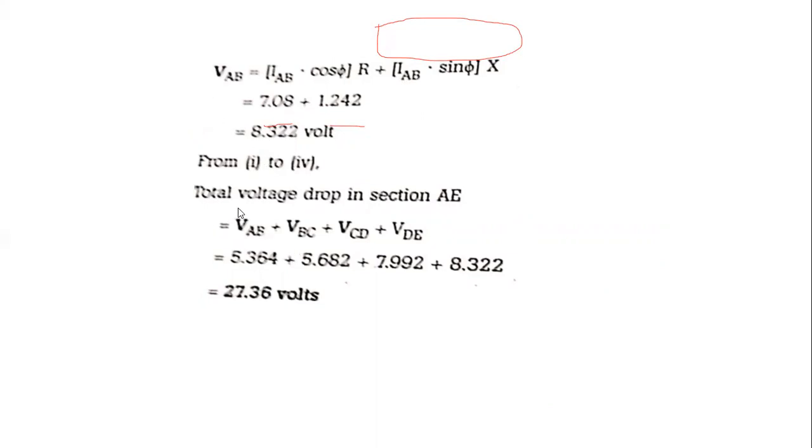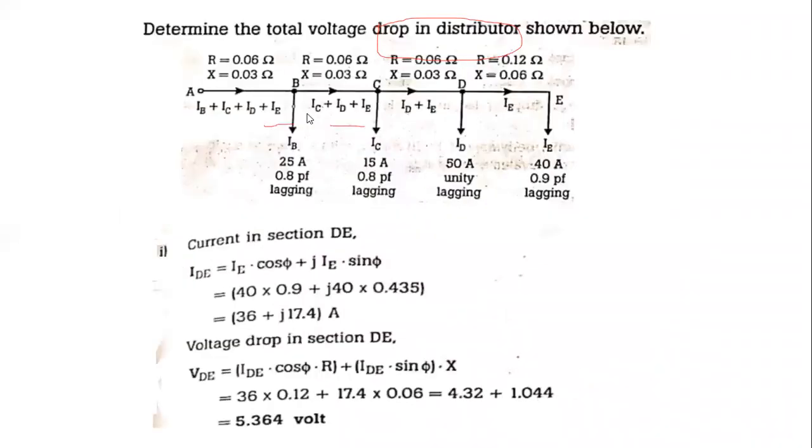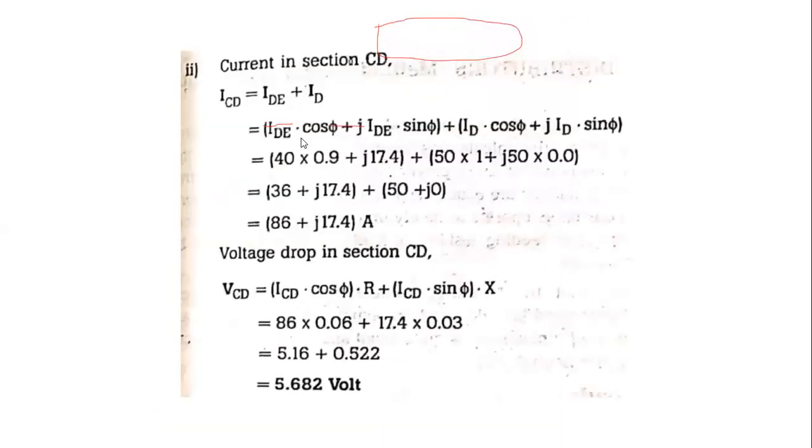Next we calculate the total voltage drop, that is VAB plus VBC plus VCD plus VDE. This is the voltage drop across each and every section. By adding all these voltage drops, we obtain the total voltage drop across the A to E section. This is the total voltage drop obtained in this given distribution system. Next, coming to the second problem.